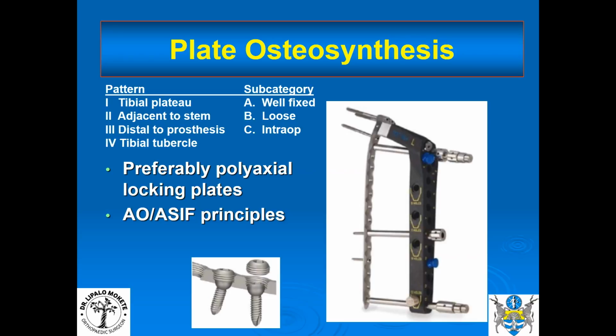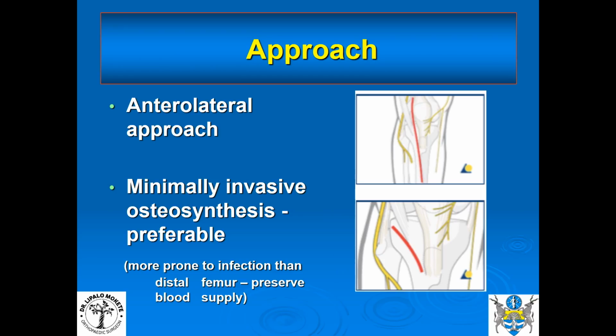There are monoaxial plates available, but in this instance, polyaxial plates would be more preferable. And the principles would be the AO principles of fracture fixation. The approach would be either a standard approach, but more preferably a MIPO approach, because these patients are more prone to infection. Remember, there's better blood supply around the distal femur and more soft tissue than in the tibia.